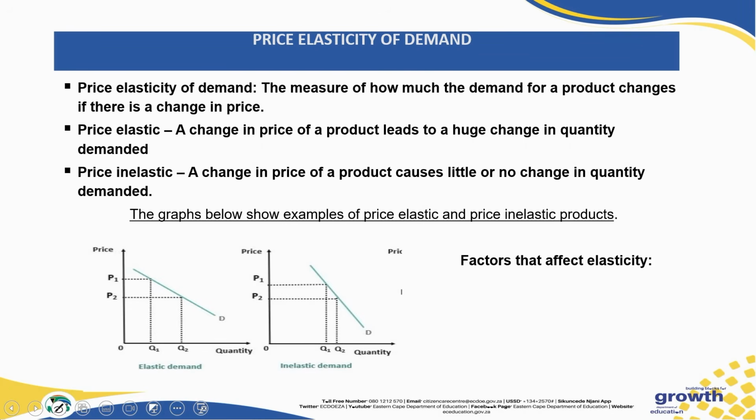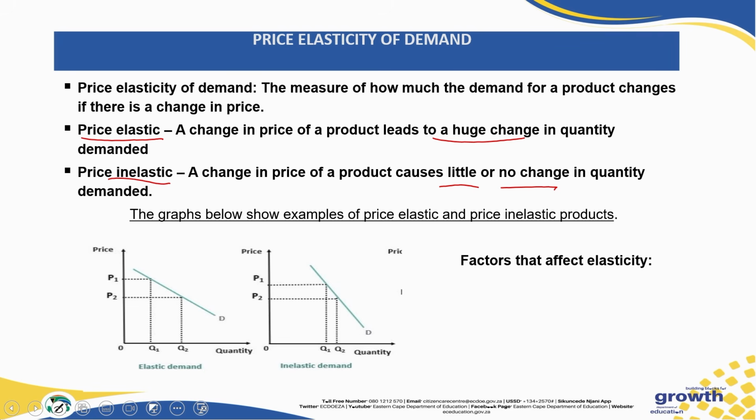Then we differentiate between the two, or we divide this price elasticity. There's price elastic demand, there is price inelastic. If there's a change in price of a product, and that change leads to a huge change in quantity demanded, it is price elastic. The demand of the product is price elastic, meaning there's a huge change. A large amount of consumers decided to stop buying the product due to a change in price. So that is price elastic.